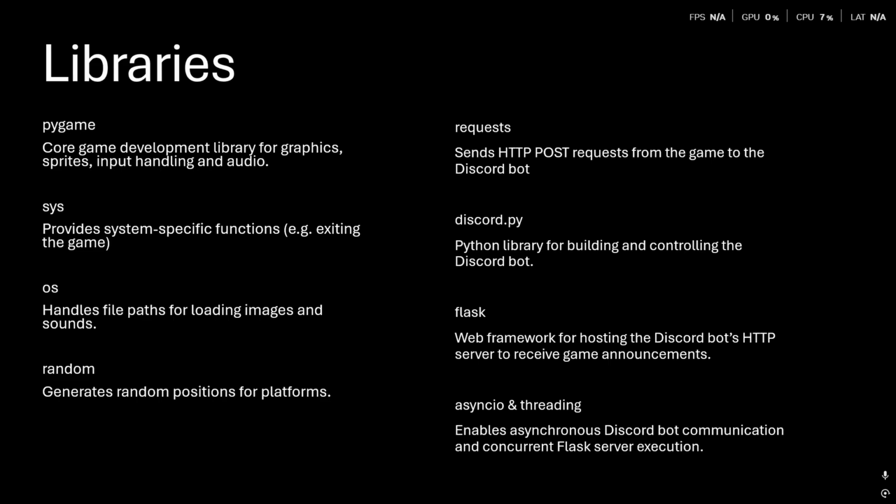Random generates random positions for platforms. Requests sends HTTP POST requests from the game to the Discord bot. Discord.py is the Python library for building and controlling the Discord bot. Flask is the web framework for hosting the Discord bot's HTTP server to receive game announcements. Asyncio and threading enable asynchronous Discord bot communication and concurrent Flask server execution.